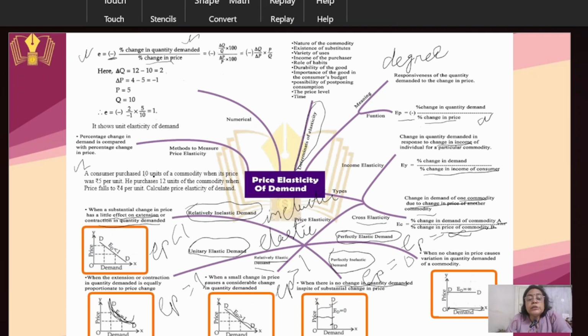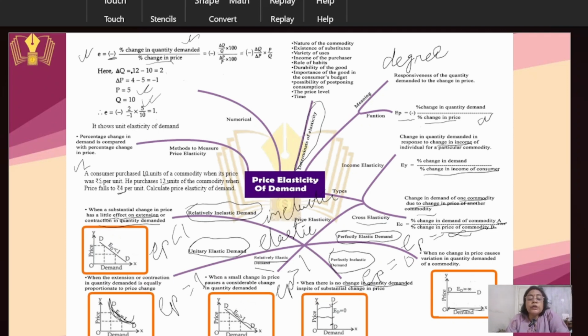Say, for example, in the question that we have taken, the consumer purchased how many units? 10 units of a commodity when the price was how much? 5. That means the initial price was 5 and the initial quantity is 10. So P is 5 and Q is 10. Okay? He purchases 12 units of the commodity when the price falls to 4. That means the changed price is how much? 4, and the changed quantity is how much? 12.